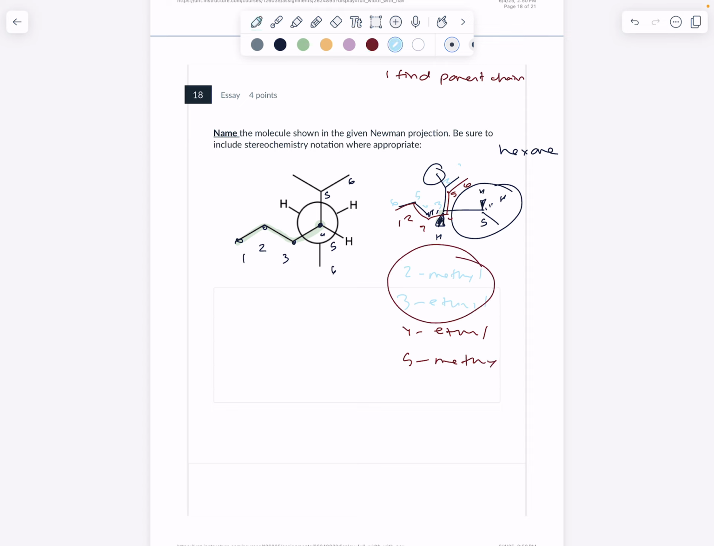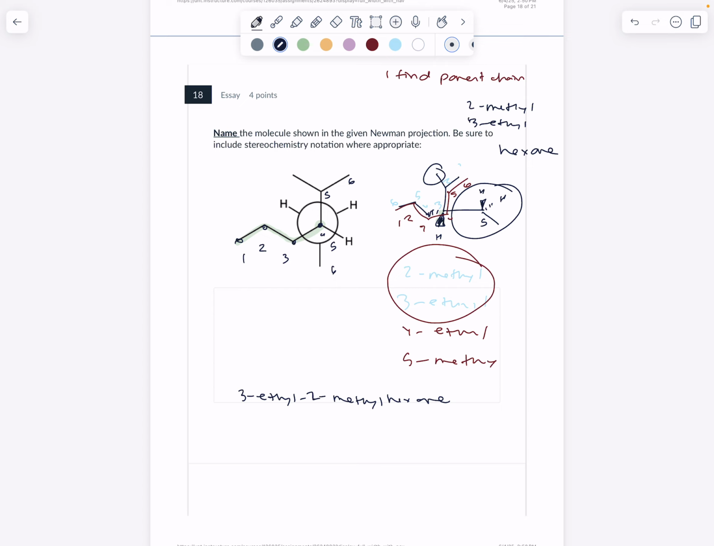So that'll be the substituents. So we have 2-methyl, and then we have 3-ethyl, going with the light blue numbering. Okay, so we're going to combine all this in alphabetical order. 3-ethyl comes first, and then 2-methyl comes next, and then hexane. Okay, and now the very last thing is, do we have a chiral center?